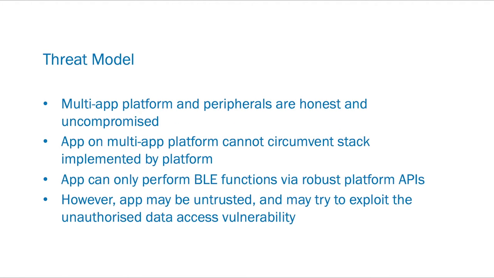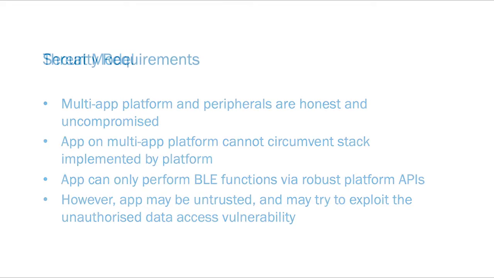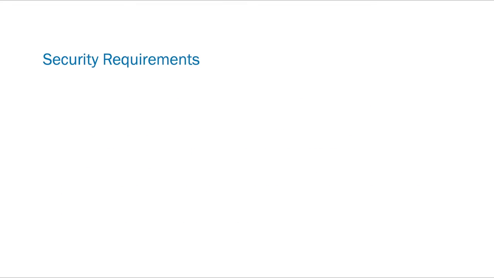Our threat model assumes an honest and uncompromised platform and peripherals, but it assumes that applications may be untrusted. We believe these are reasonable assumptions, as most of the applications are installed on unmodified systems. Of course, if someone roots or modifies their own operating system, these assumptions wouldn't hold. Based on these assumptions, we define the following security requirements.